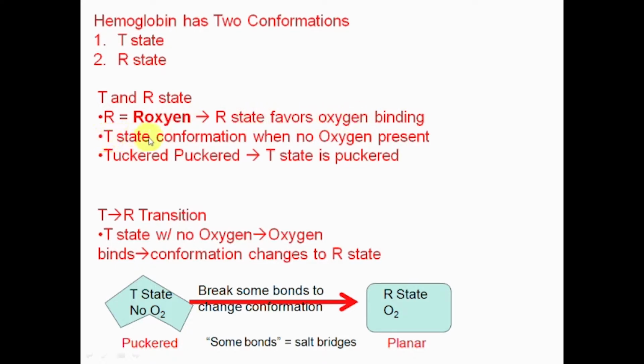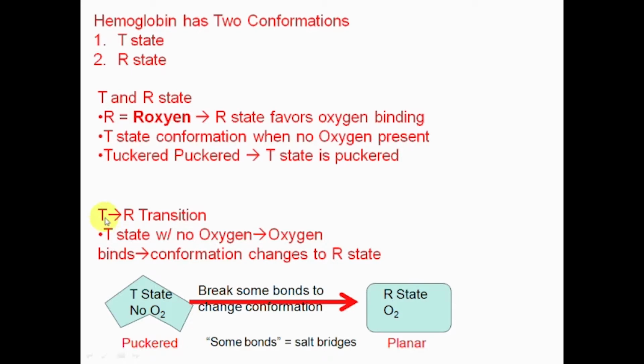And so when you have this T-state conformation, you have no oxygen present. And also, when you have the T-state, the shape of the heme is puckered. And so a mnemonic for that is "tuckered, puckered." The "tuckered" is just to help you see the T right there. T means that it's puckered.